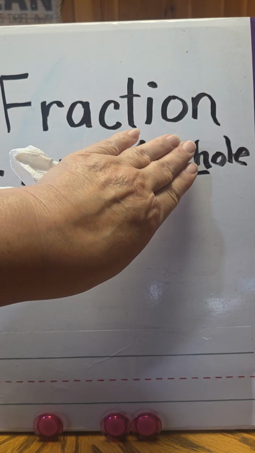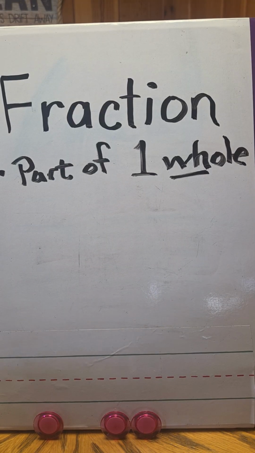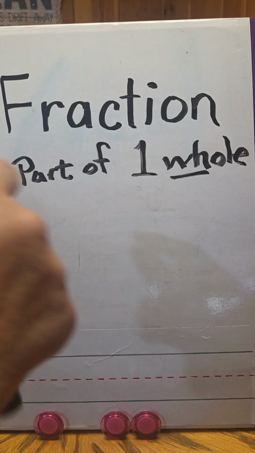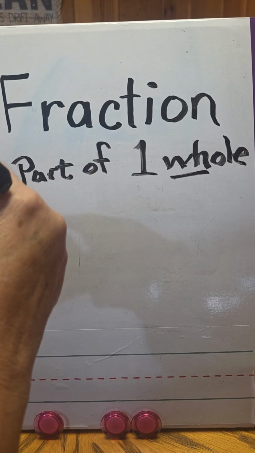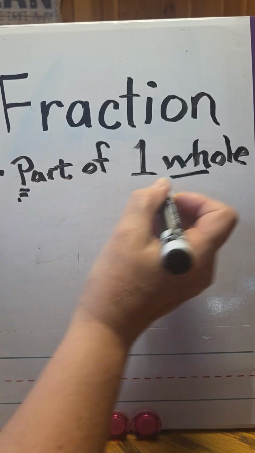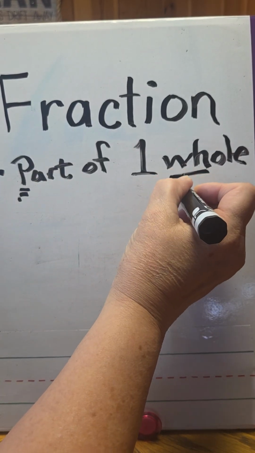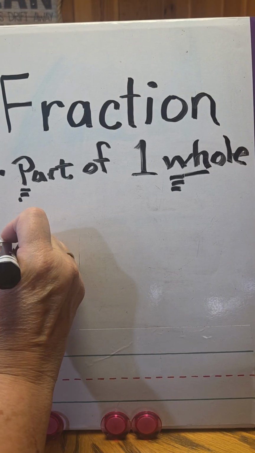This whole with an HOLE means you have a hole in your sock, a hole in your balloon, the tire, something like that. It means an opening in. So, I'm going to take this P for part, see how I'm underlining it? And this W, and I'm going to use them to write a fraction.